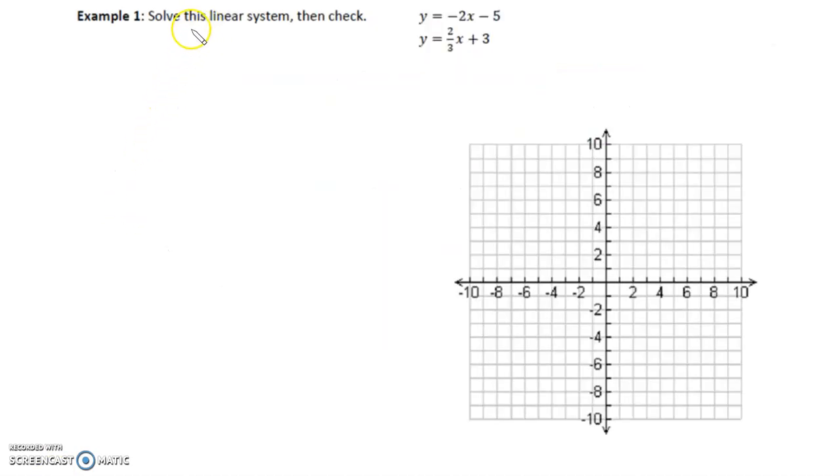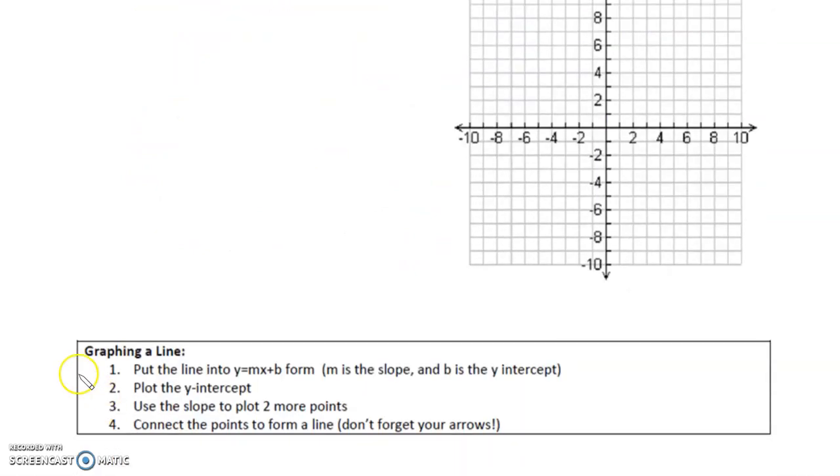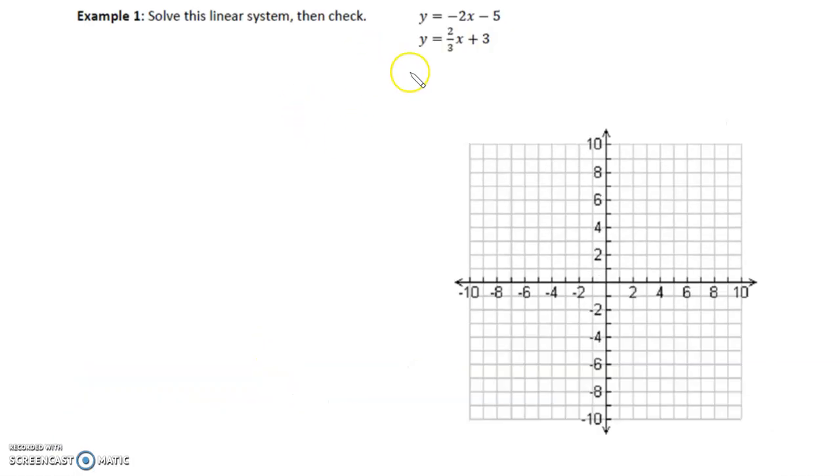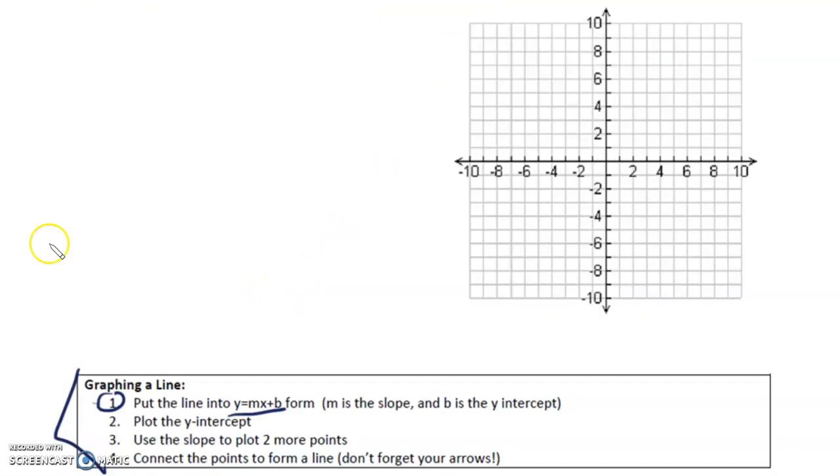Okay, example 1 asks us to solve the linear system, then check. At the bottom we do have 4 steps for graphing a line. First we want to put everything into y equals mx plus b form. Looking at our two equations, let's call them equation 1 and equation 2. We do have these in y equals mx plus b form. The y's are isolated and there's an equal sign beside it, so we're good to start.